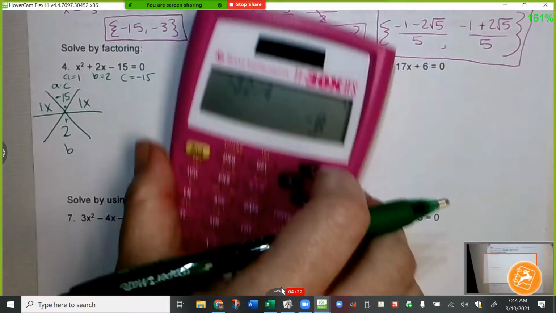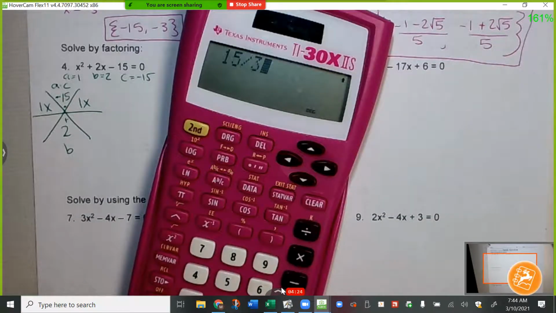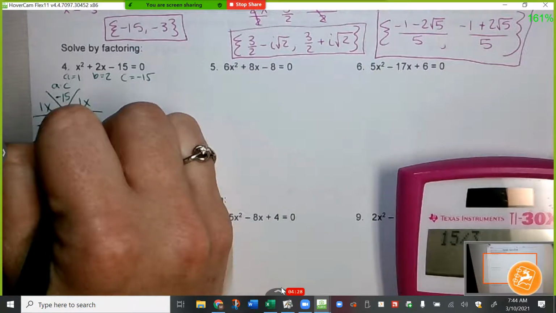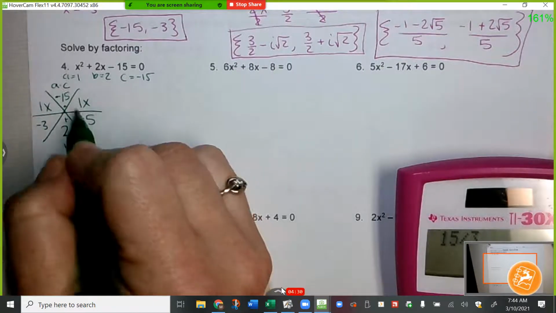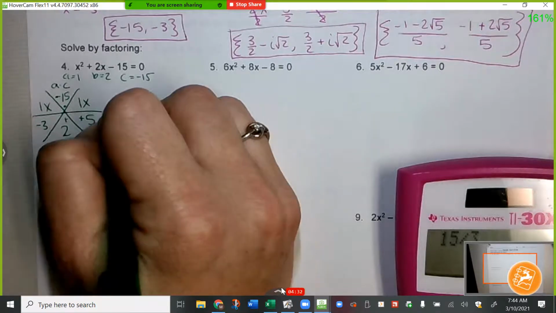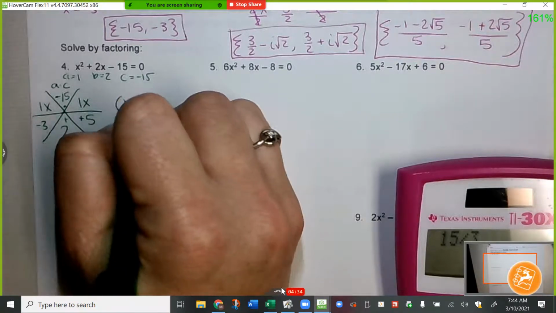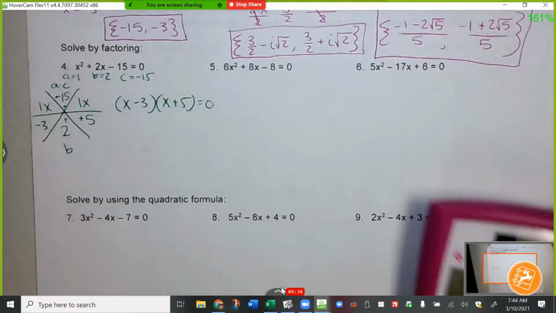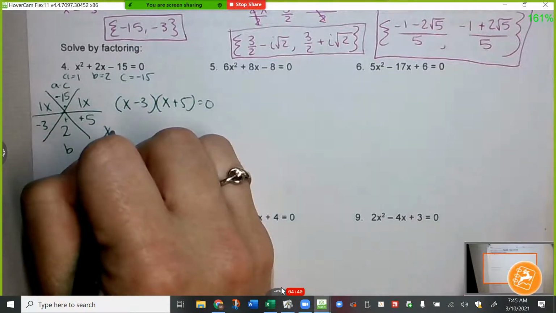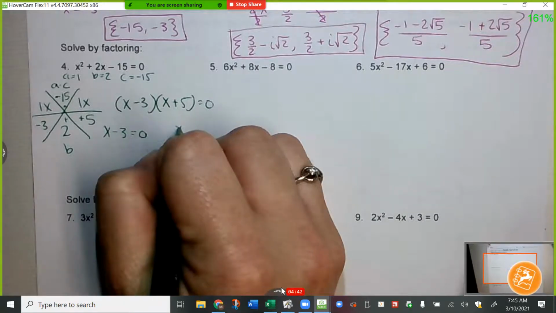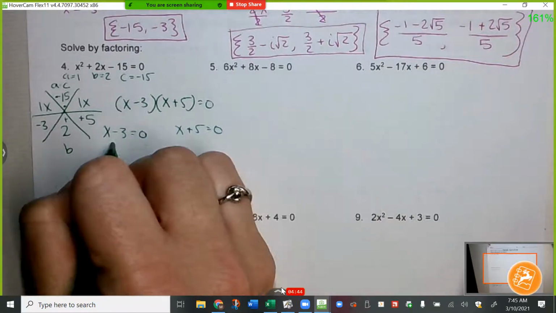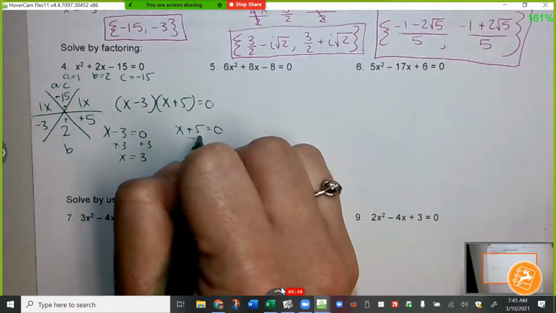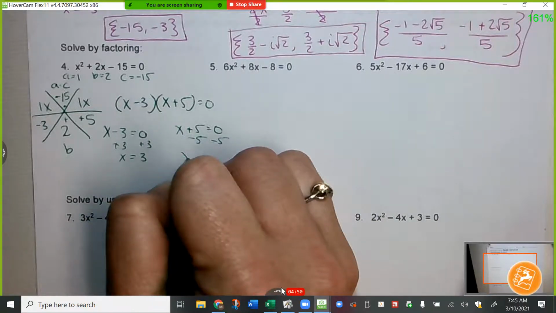It's going to be, so 15 divided by 3, so 3 and 5. So it's going to be negative 3, positive 5. 1 over 3 doesn't simplify, 1 over 5 doesn't simplify. So we get x minus 3 and x plus 5. And then remember, we separate and solve. So add 3, x equals 3. Subtract 5, x equals negative 5.